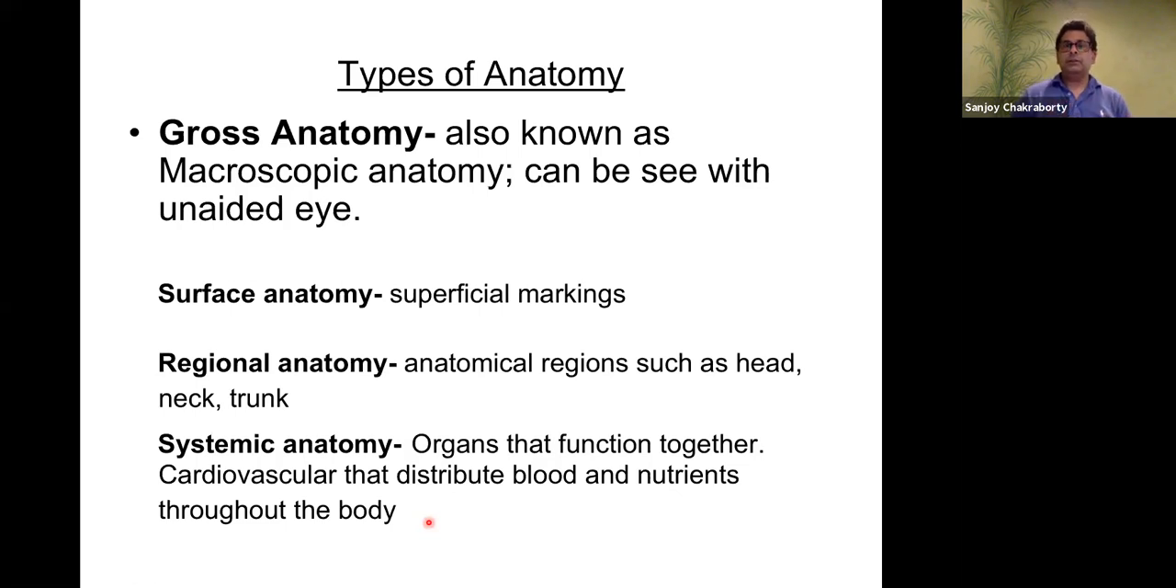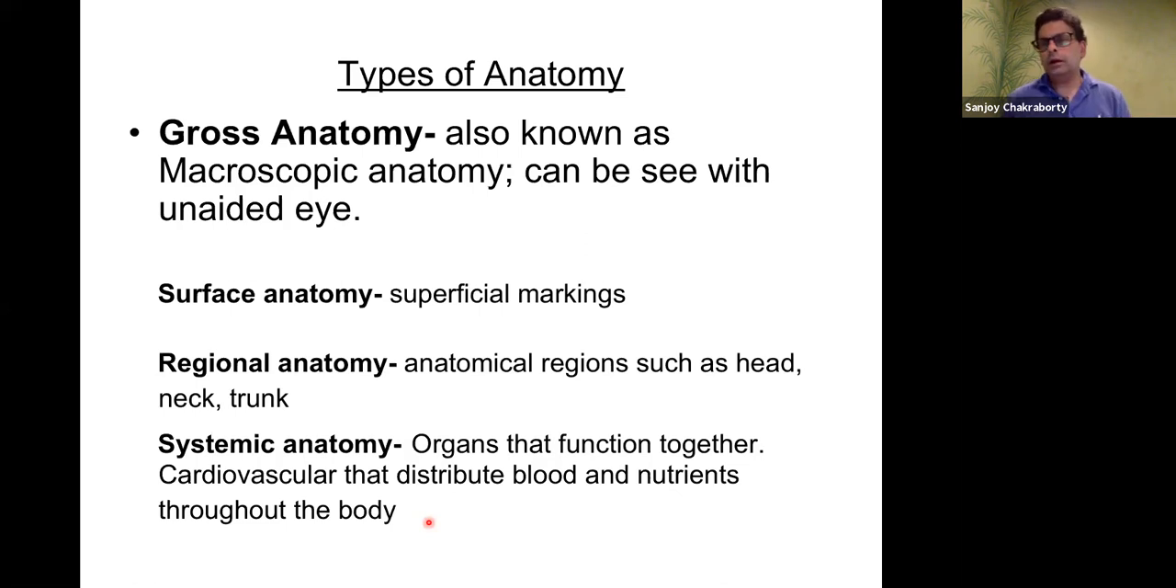Regional anatomy, let's say you're talking about the thoracic region right here, or the cranial region, or the facial region, the abdominal region, and so on. So those are regional anatomy. Systemic anatomy, obviously, we have 11 organ systems. We were looking at the anatomy of the cardiovascular system, the anatomy of the respiratory system, the anatomy of the excretory system, and so on. So that's systemic anatomy. Okay.